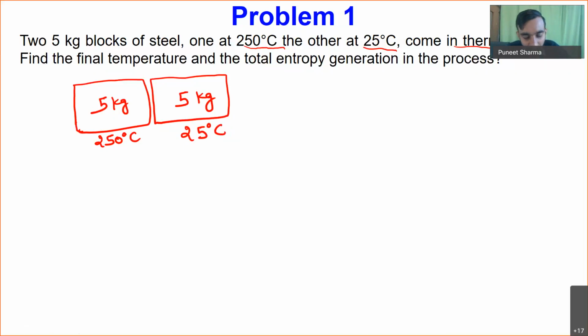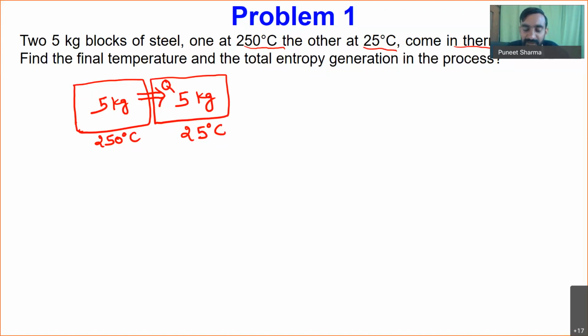It's quite clear that the first block is at high temperature and the second at low temperature. So if they come in thermal contact, heat will transfer from the first block to the second block, and this heat transfer will continue until both blocks reach the same temperature. It is also evident that in this process we will have generation of some entropy.